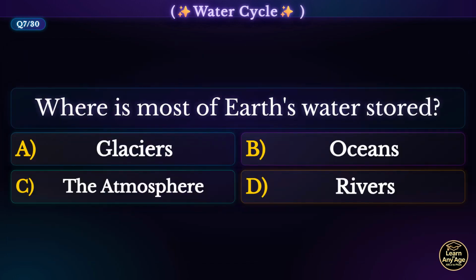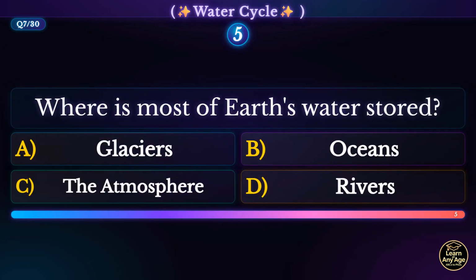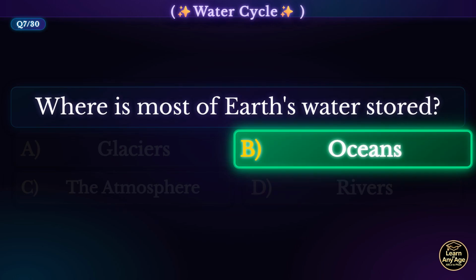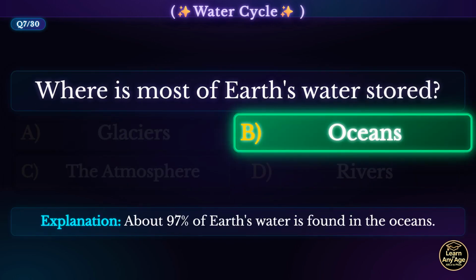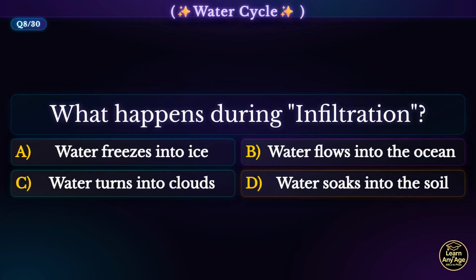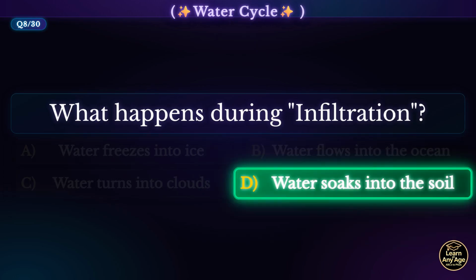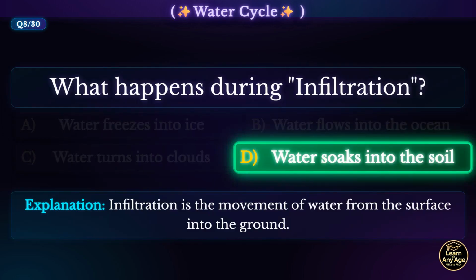Where is most of Earth's water stored? Oceans. About 97% of Earth's water is found in the oceans. What happens during infiltration? Water soaks into the soil. Infiltration is the movement of water from the surface into the ground.